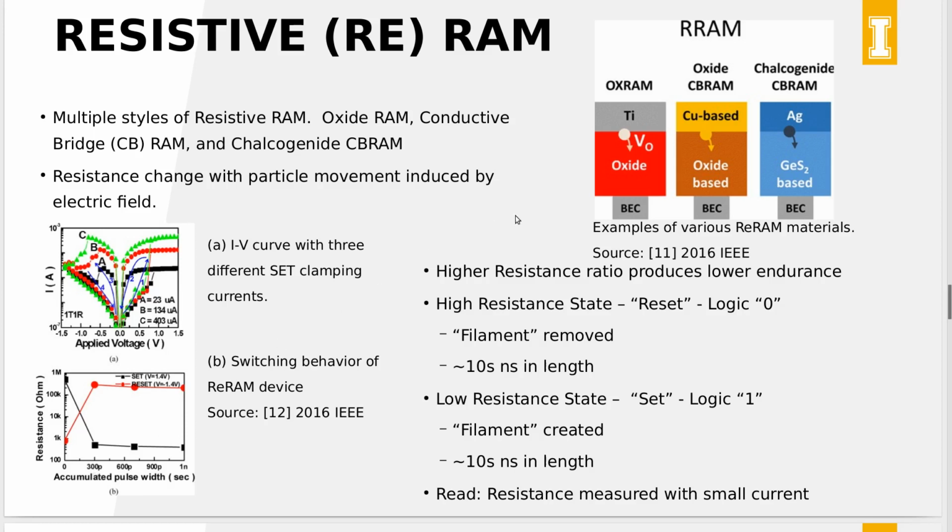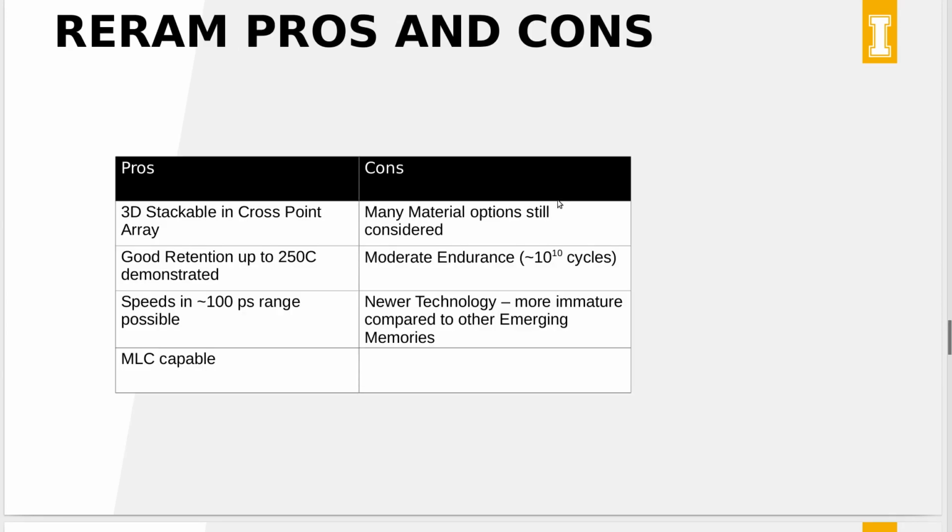The structure can also be done with one transistor, one resistor, or similar to phase change RAM with some other type of selector. Some pros and cons. This can be stacked in a cross-point array similar to phase change memory. Again, this can sacrifice access times for density.